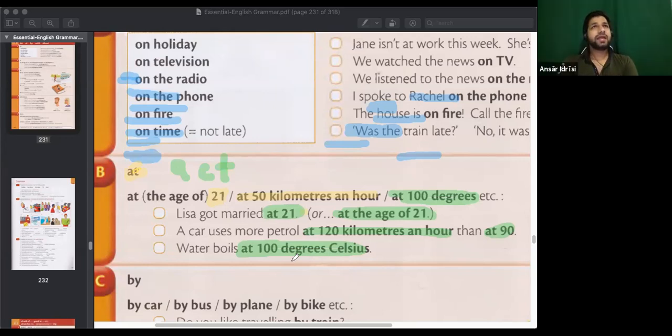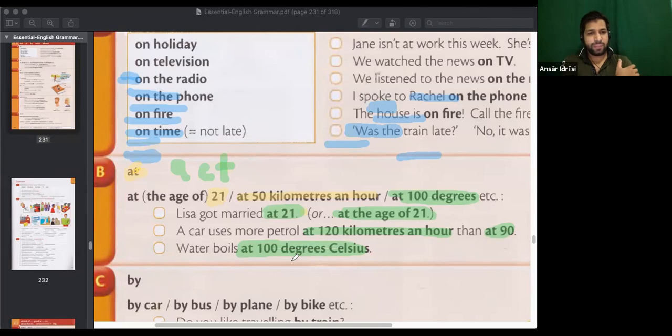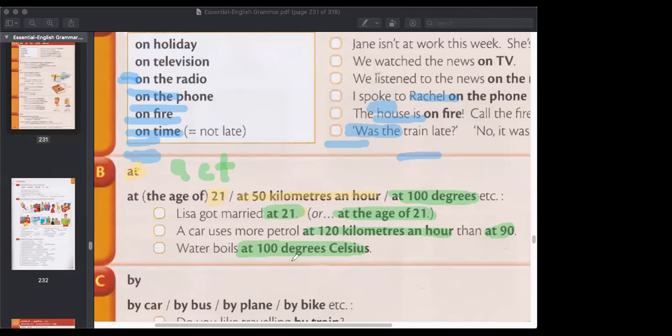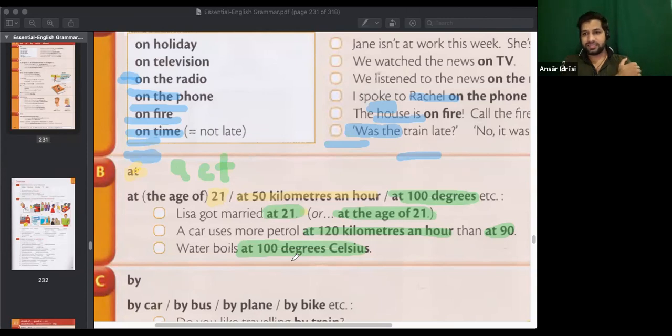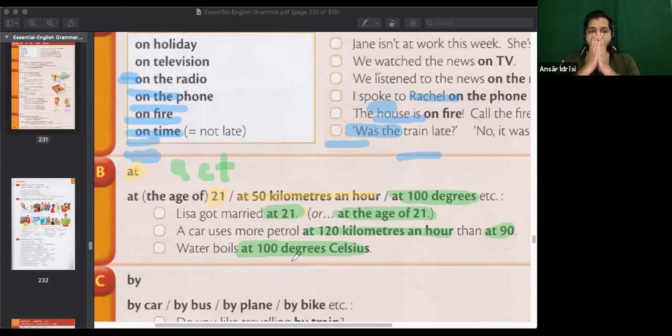Next. She met me at a party. Very nice. My friend got married yesterday. We can't say at yesterday. Next one, please. He sits at the desk. It's a place. I arrived at 2:30.